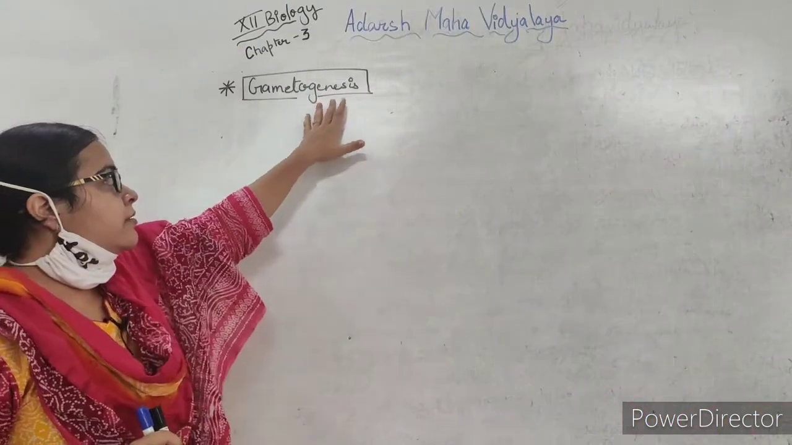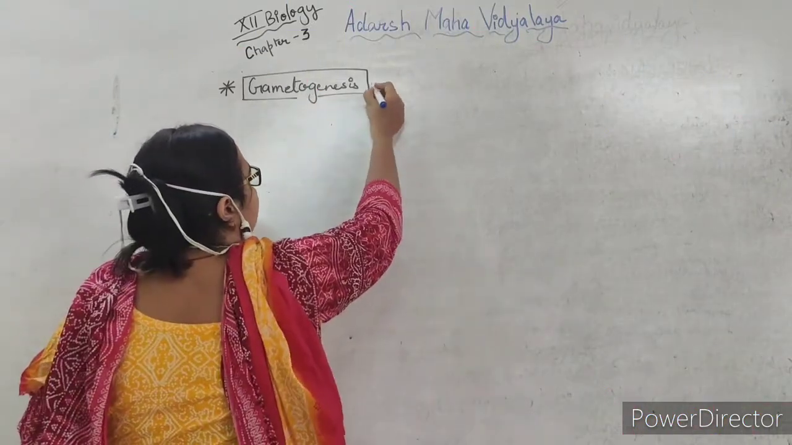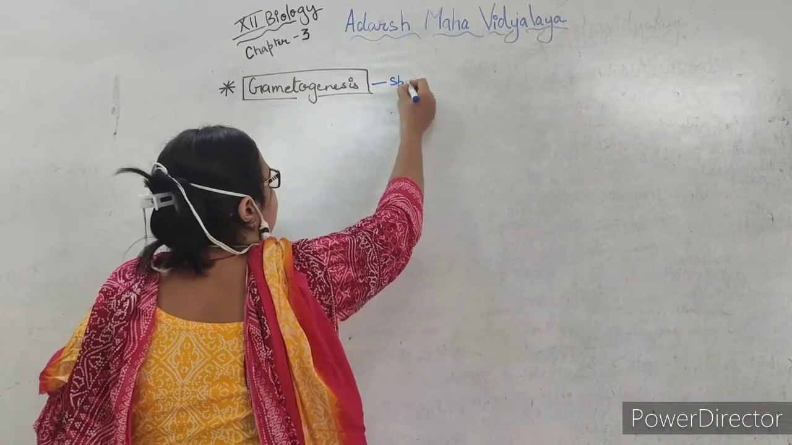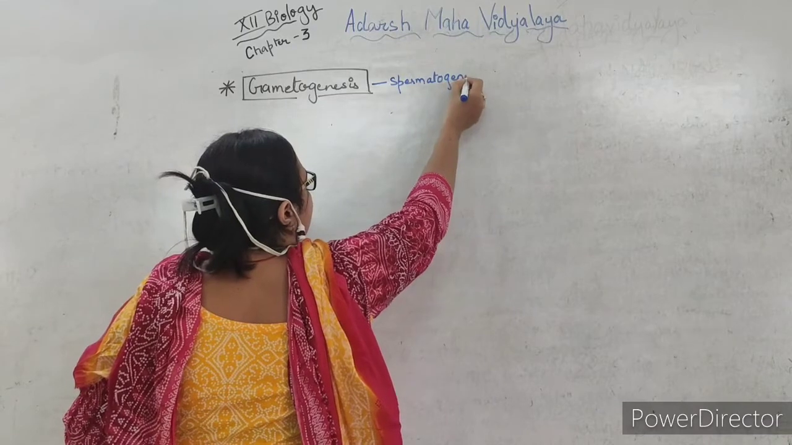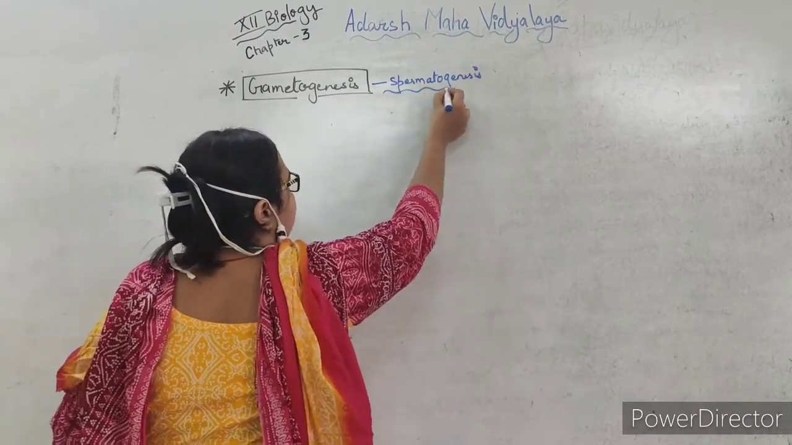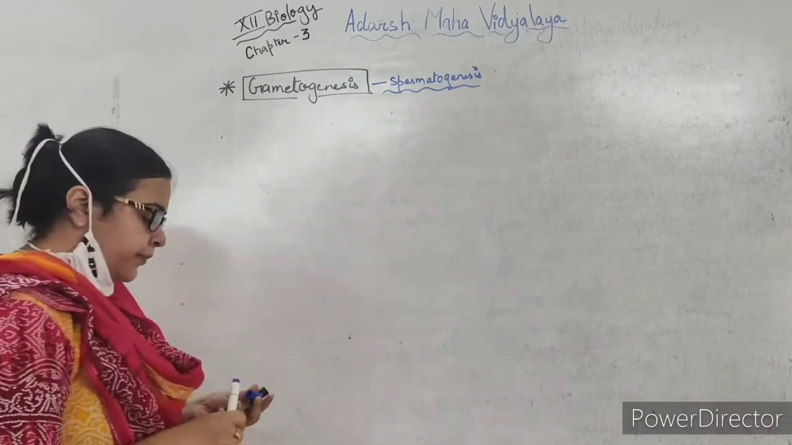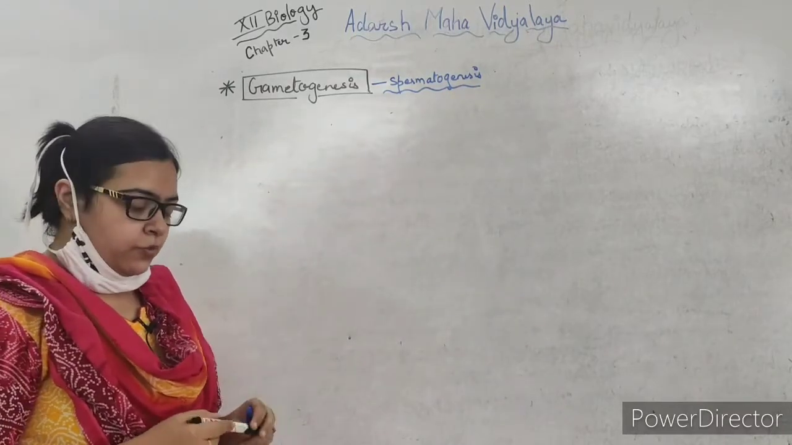In gametogenesis, we will study both, that is spermatogenesis and oogenesis. So we'll start with spermatogenesis first. Now here we have already seen the diagram of the seminiferous tubule.